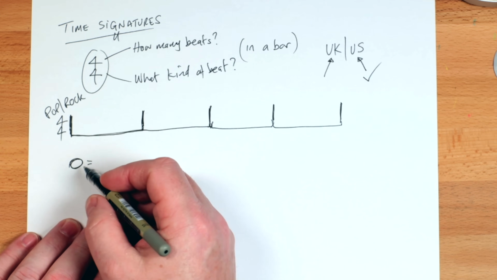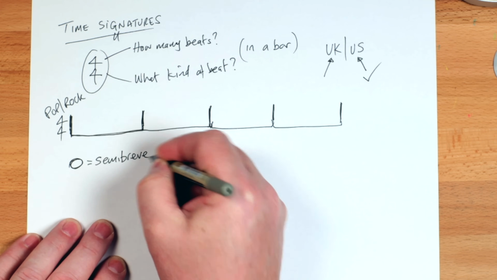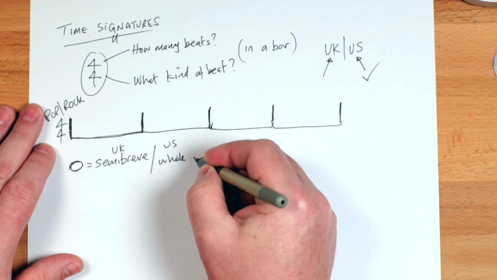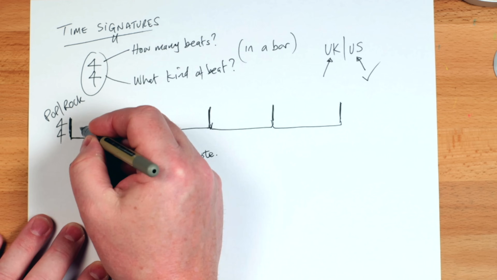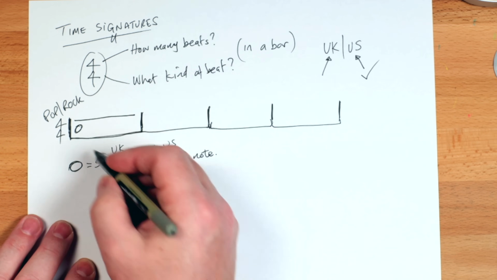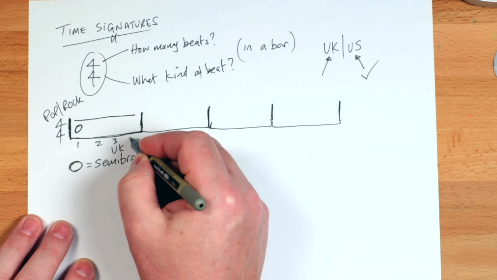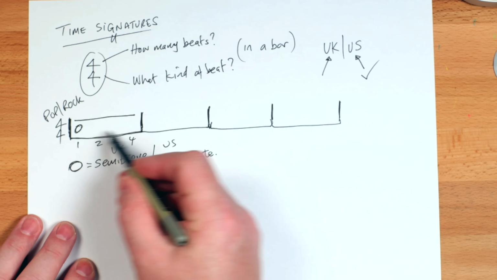So we look at this one here, and this one in UK is called a semi-breve. In US, it's called a whole note, because it lasts the whole of the bar. This is how long it lasts. And it lasts for how many beats? Well, it lasts for 4. 1, 2, 3, 4. So we've got 4 beats to the bar. Now, what's happened is this one's taken up the whole of the bar.